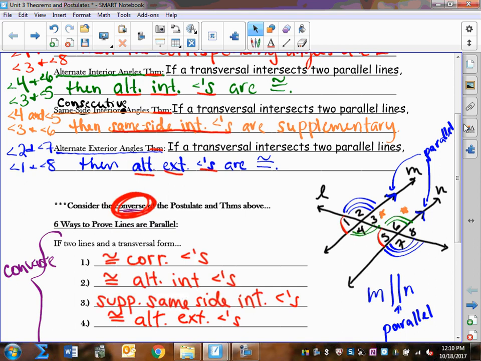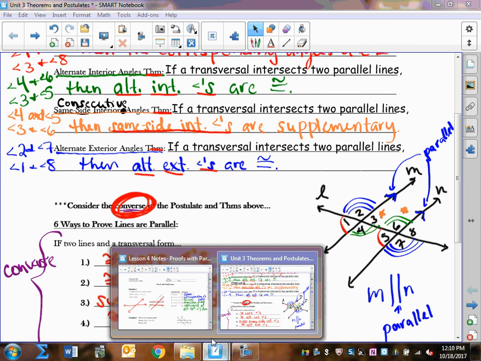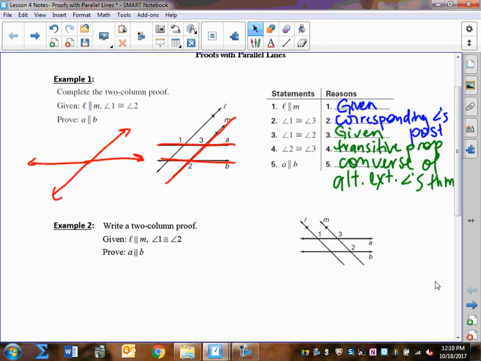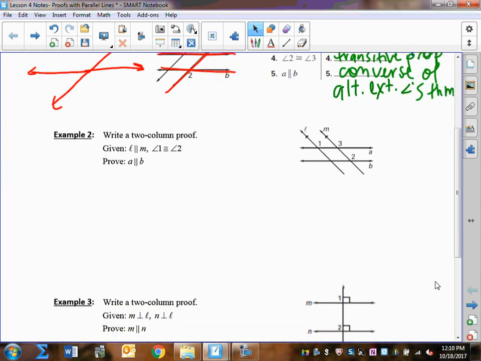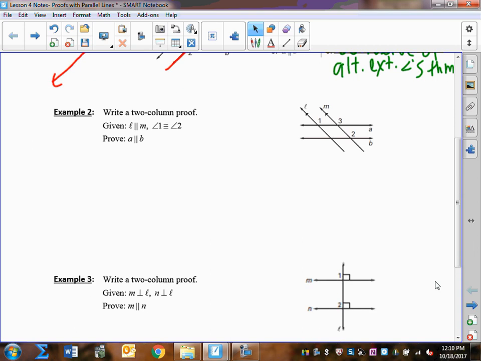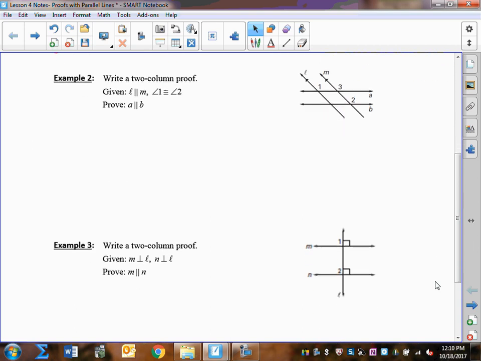So let's go back to our proofs, and start off with a couple simple ones. You guys did well with example 1. Let's take a look at example 2 and example 3. Now example 3 here, we actually already talked about this last class. We just kind of talked about it in general. We didn't actually go through and prove it. So today we're actually going to prove it.